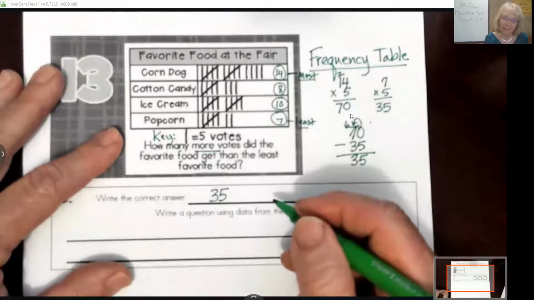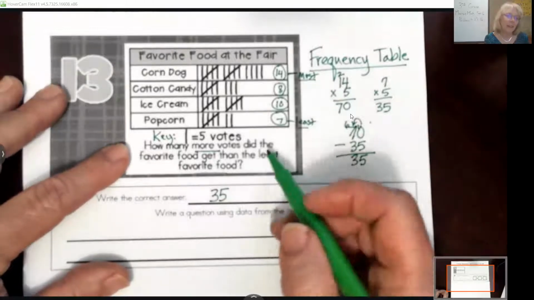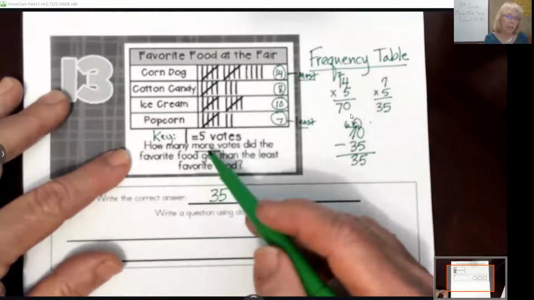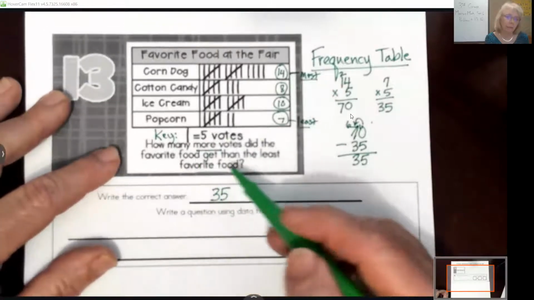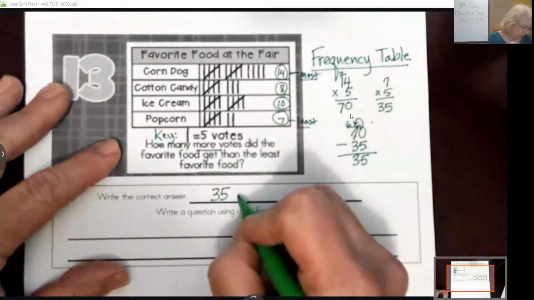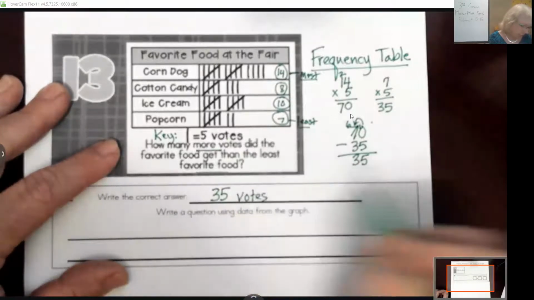35 what? What are we talking about? What's our question? How many more votes did the favorite food get than the least favorite food? So that's right, it's 35 votes.